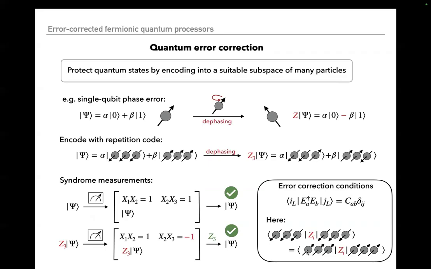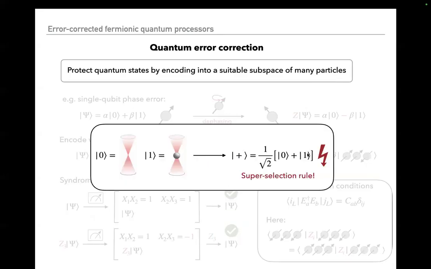Meaning, from the measurement of the Z, from the knowledge of which error has happened, you should not be able to infer which logical state you had. So you cannot collapse the quantum information. This illustrates what the problem is going to be now with the number superselection.